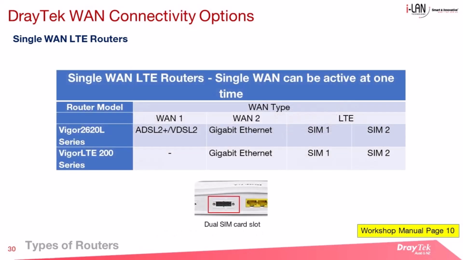And so the main difference with that LTE router is they have a SIM slot, which you can see down there. So you can put 2 SIM cards in, as well as having the ADSL or VDSL2 WAN port and a gigabit Ethernet WAN port. But again, single WAN, only one WAN can be active at a time, and the others can be backup. And the 2 SIM cards, only one at a time. The SIM cards purely have a primary and a secondary, and it'll only act as failover. You can't have both SIMs active at the same time.